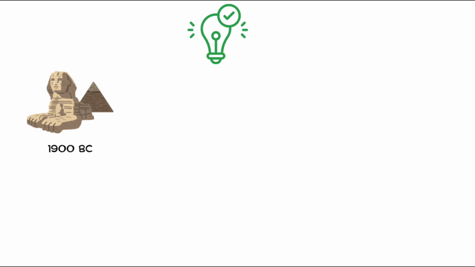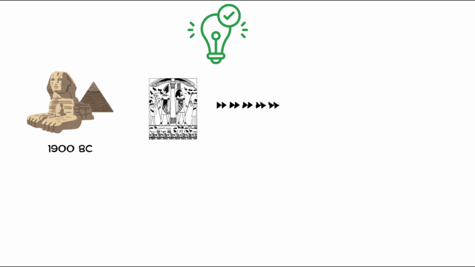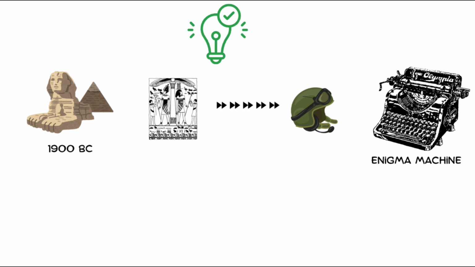But here's a fun fact. Encryption isn't new. It dates back to 1900 BC in ancient Egypt, where they used hieroglyphs. Now these hieroglyphs were altered to hide messages. Fast forward to World War II and we had the famous Enigma machine designed to encrypt military communication. And today encryption is everywhere, from securing your WhatsApp messages to protecting enterprise data in Azure.